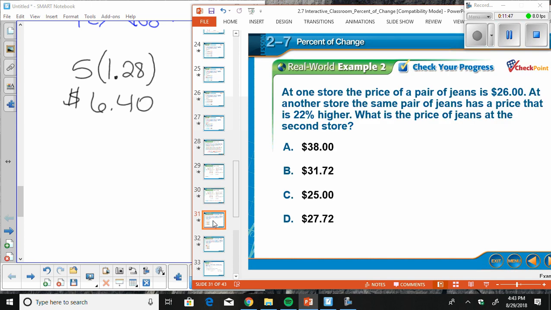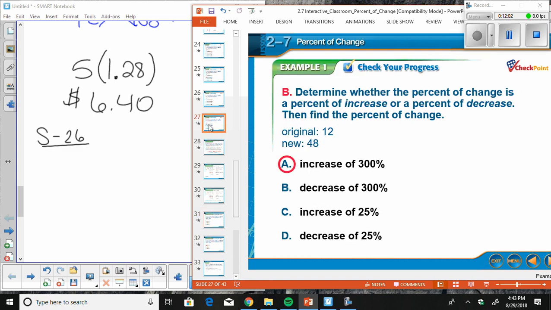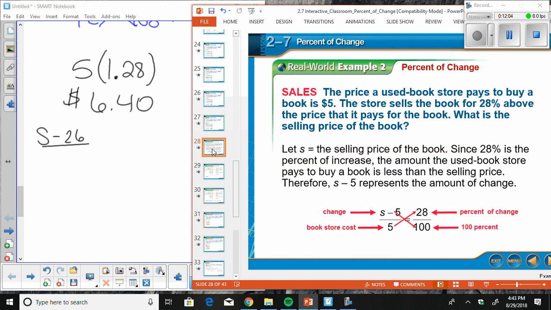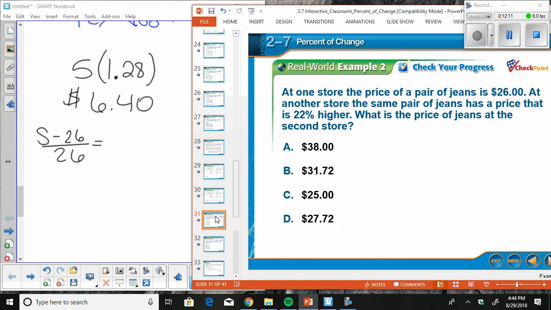At one store, the price of a pair of jeans is $26. At another store, the same pair of jeans has a price that is 22% higher. So if you were setting it up their way, it would be S minus 26 over, and you can always go back and look and see how they had set it up, over that 26, the original, is equal to what our increase is. So in this case, our increase is 22% over 100. You cross multiply and solve.